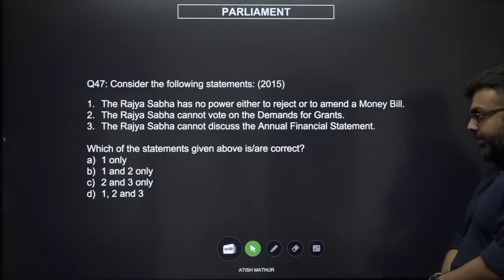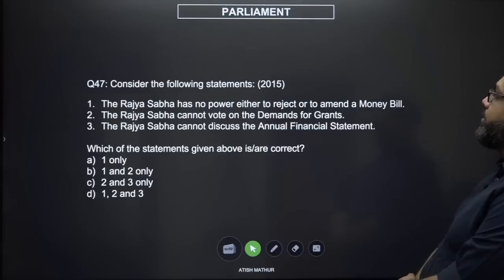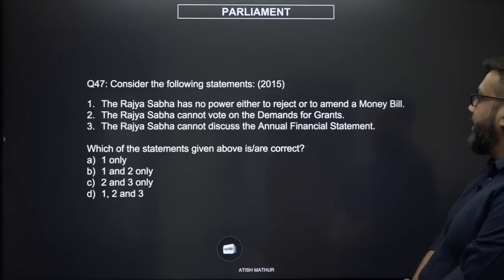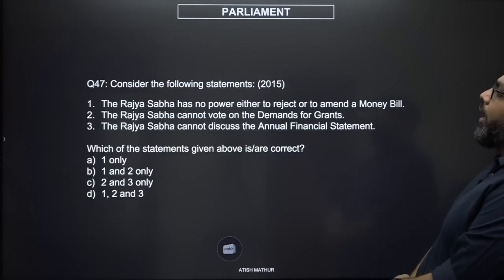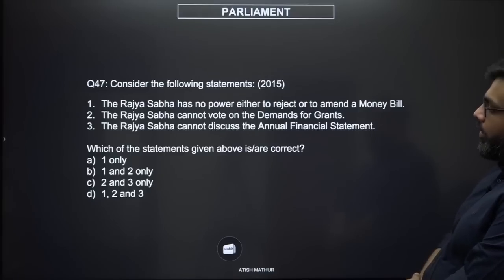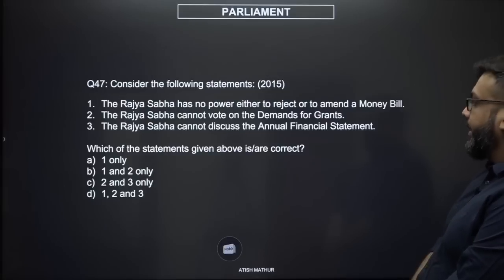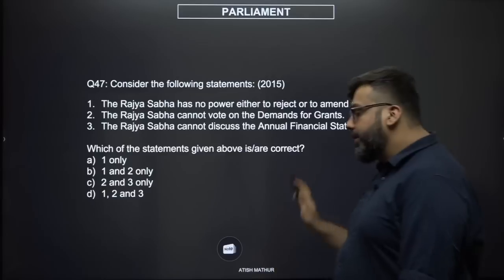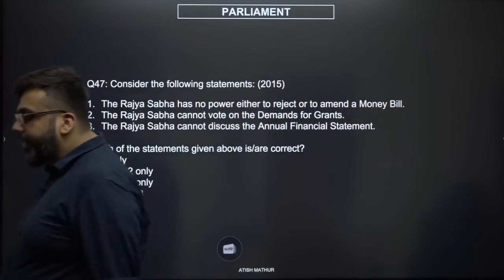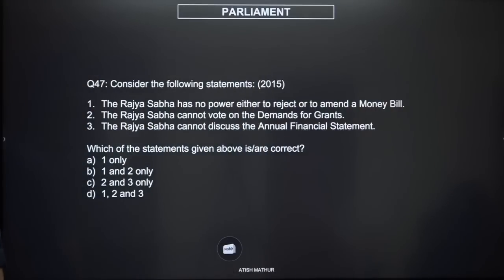47. The Rajya Sabha has no power either to reject or amend a money bill. The Rajya Sabha cannot vote on demand for grants. The Rajya Sabha cannot discuss the annual financial statement. Right? There has been a little bit of confusion with respect to this because your standard textbooks are not particularly clear on this. Okay, so let us see.